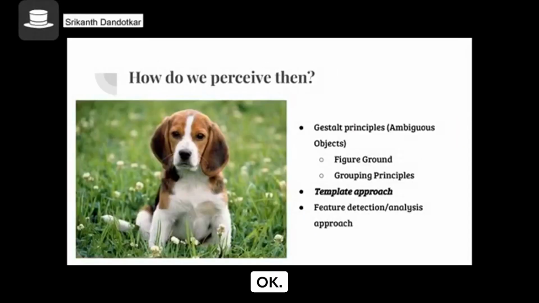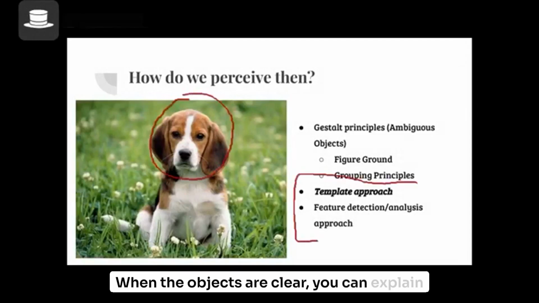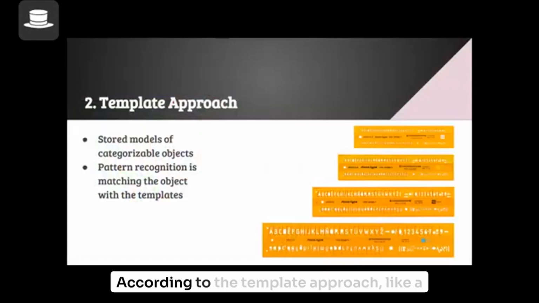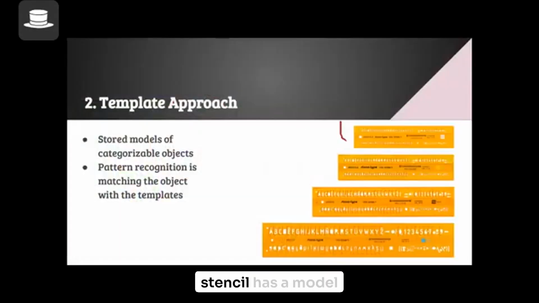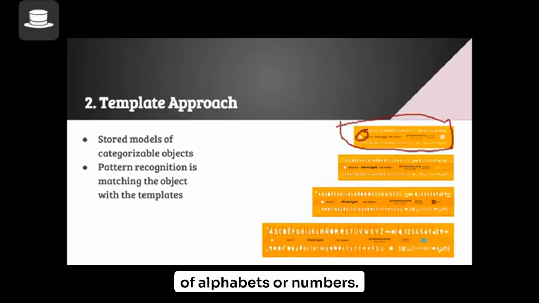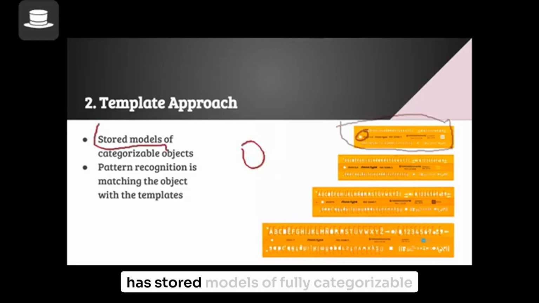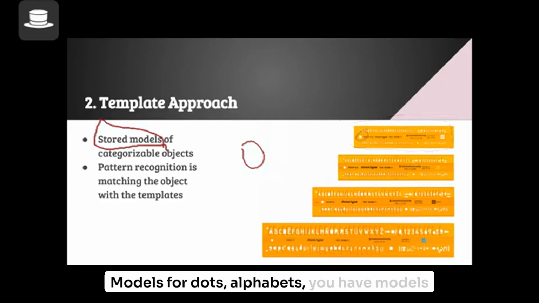We'll move on to the other two theories, which are applicable when the objects are not ambiguous. When the objects are clear, you can explain that using the template approach, or the feature detection, or feature analysis approach. First, we'll talk about the template. According to the template approach, it's like a stencil that has a model of alphabets or numbers.